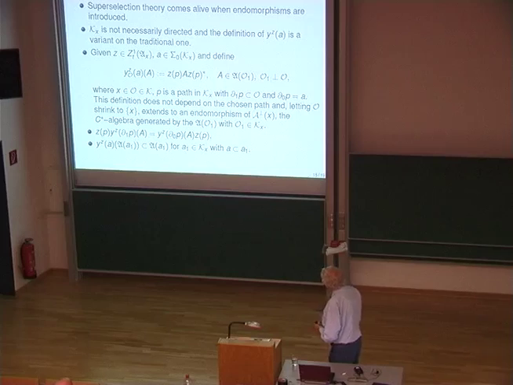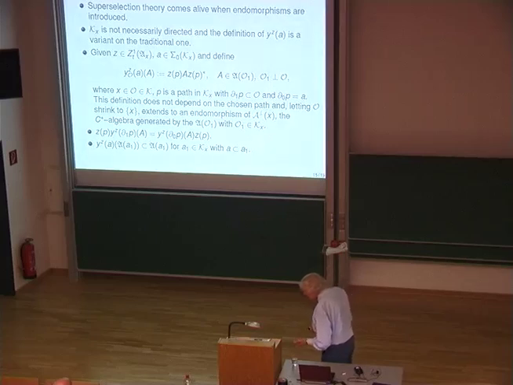Superselection theory really comes alive when the endomorphisms are introduced, in the sense that you need tensor product structure. If you don't have tensor product structure, the information that is contained in the C star category alone tells you very little.